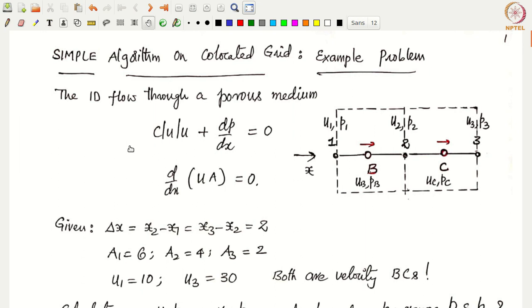Let us consider the one-dimensional flow through a porous medium governed by C mod u plus dp/dx equals 0, where C is a constant that represents the porosity of the medium, and the continuity equation is given by d/dx of (uA) equals 0. So we are given both equations, and unlike the staggered grid, we have the collocated grid where we have two cells, cell B and cell C, where the velocities and pressures are stored. So UB, PB and UC, PC are all stored at the cell centroids of these cells.